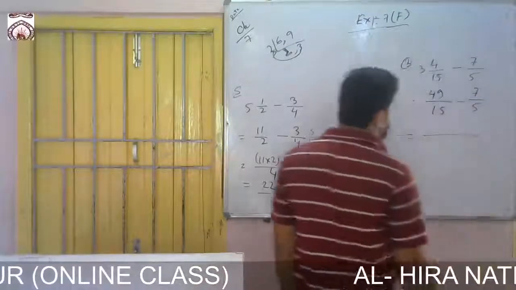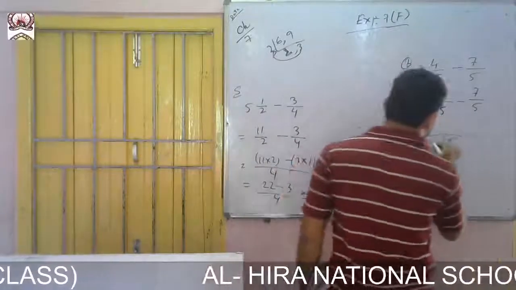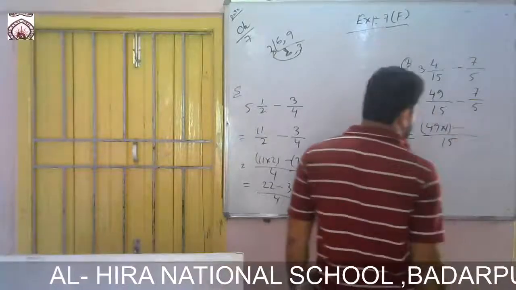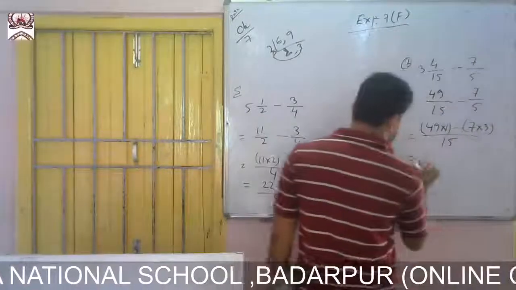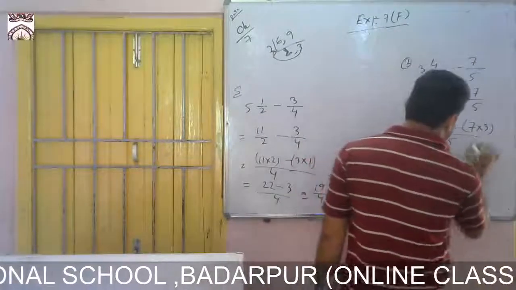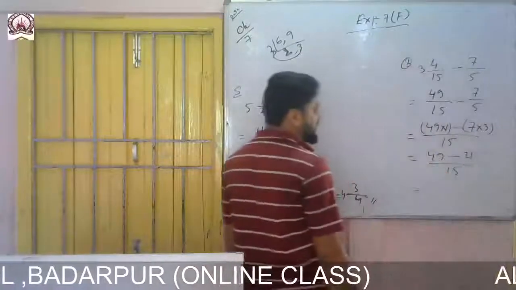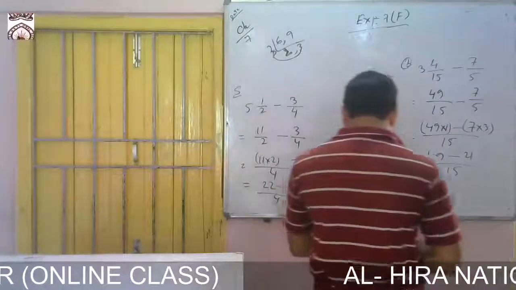So 15 and 5, the LCM will be 15. So it will be 49 into 1, minus 5 3s are 15, 7 into 3. So 49 minus 21 by 15. 7 3s are 21 by 15. Now you solve.